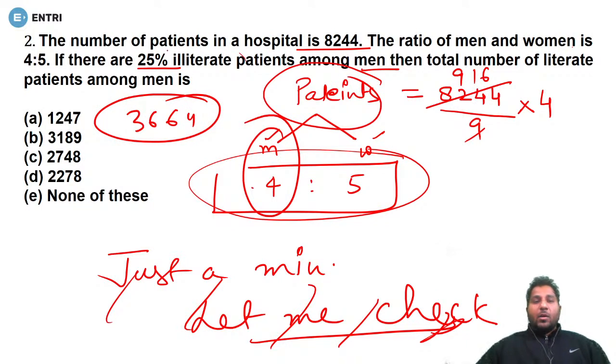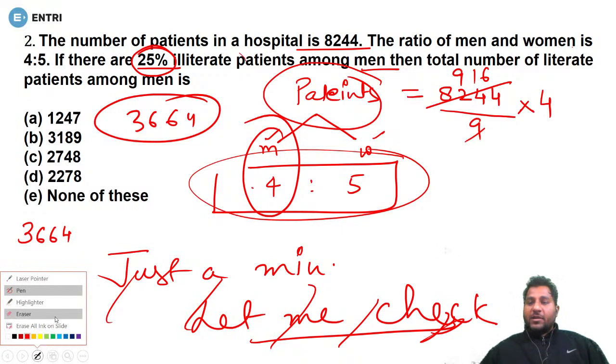All right, while 25% of the men are illiterate patients, they are asking us to find the total number of literate patients among men. So the total number of men is 3664.